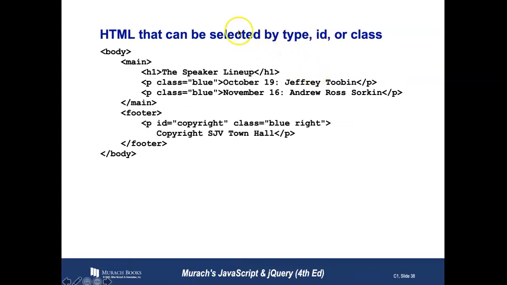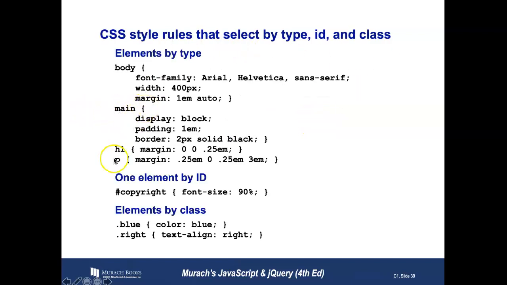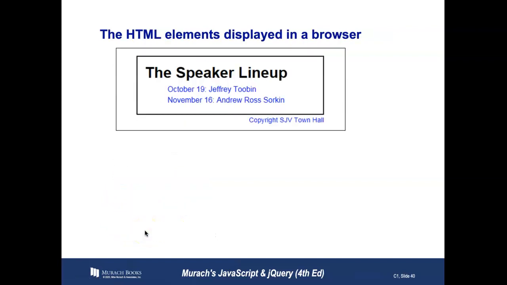And this is HTML that can be selected by type, ID, or class. We've got the class here, we've got the ID and the class here, or we have main and footer. So here's main, here's class, here's ID, and elements by type have the selectors that are tags. The ID takes a hashtag, and classes take the dot. So that's a little bit of a review right there. I know I went through it pretty fast, but it's important.